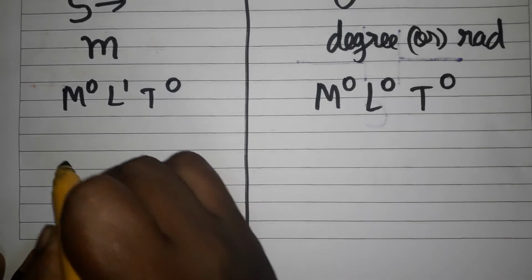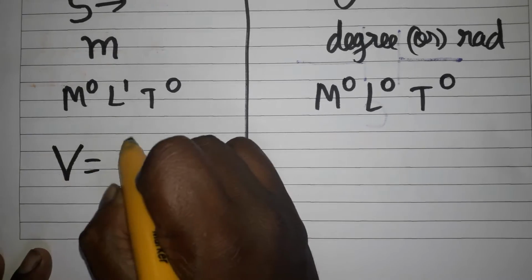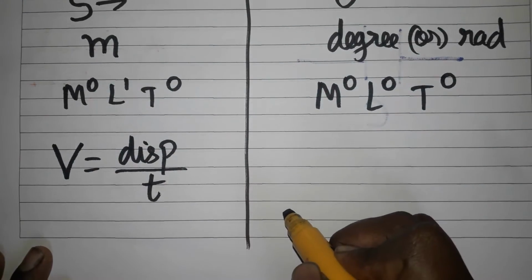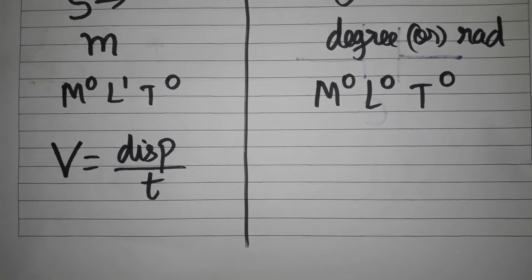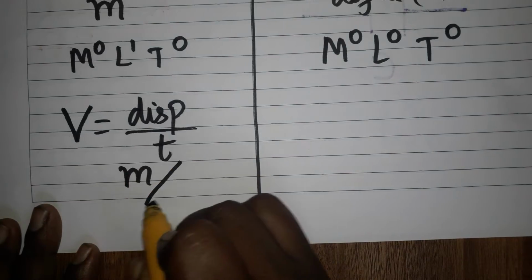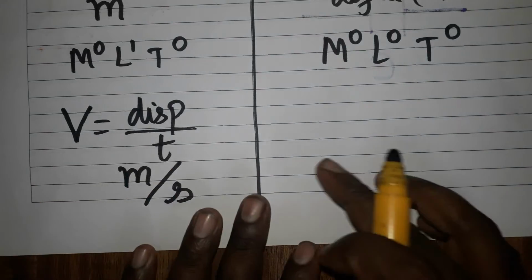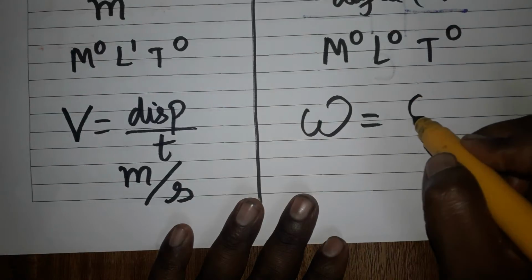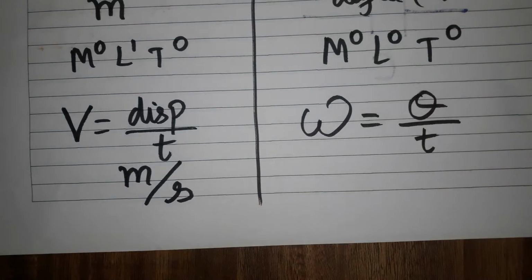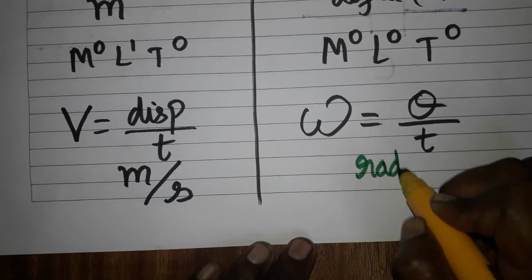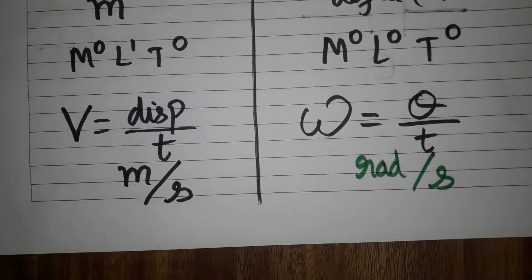Next one, velocity. Velocity is equal to displacement by time. The displacement unit is meter, and the time unit is second. In rotational motion, omega is the angular velocity, angular displacement by time. The angular displacement unit we take as radian, so radian per second, where the time unit is second.